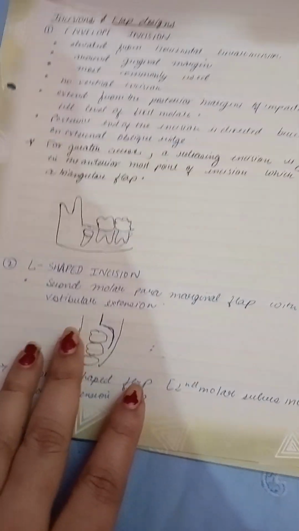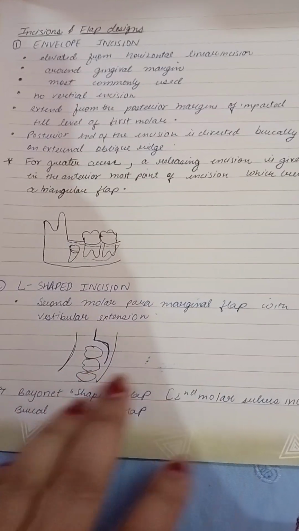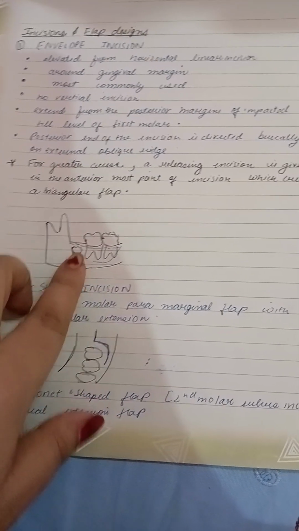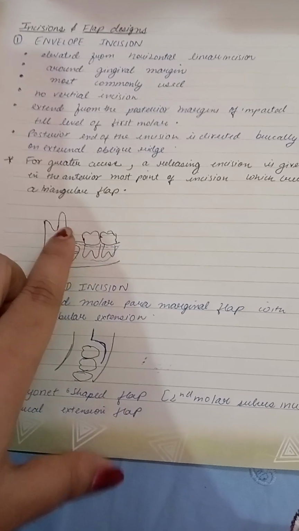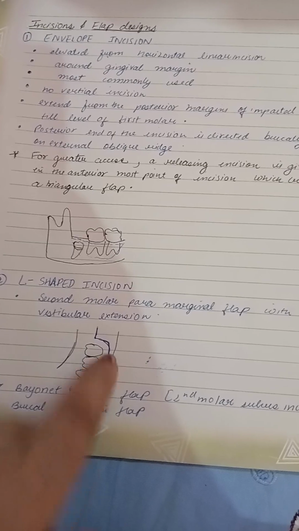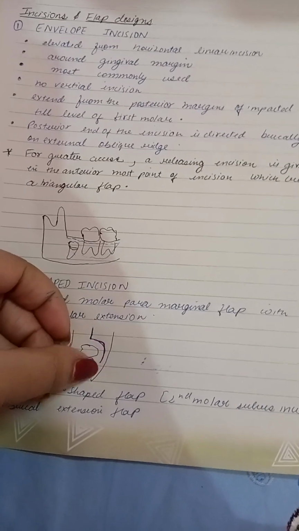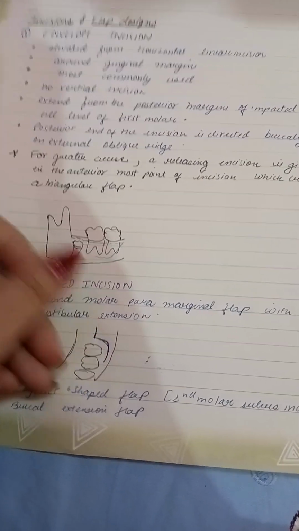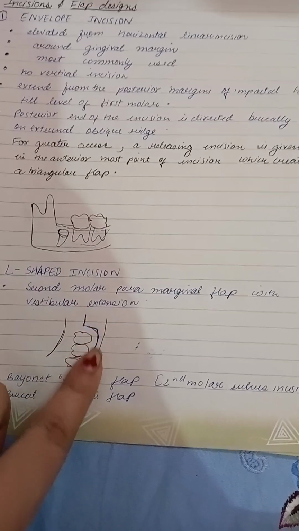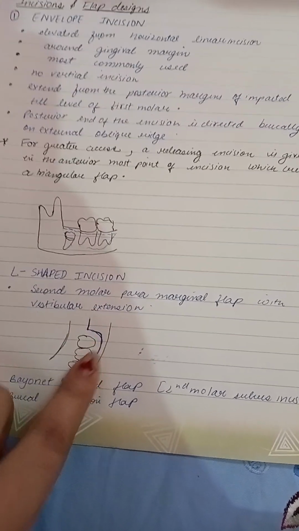Now L-shaped incision, second molar. It is a paramarginal flap, a marginal flap around the gingival margin. This is the paramarginal flap with the vestibular extension. So it is the L-shaped flap.